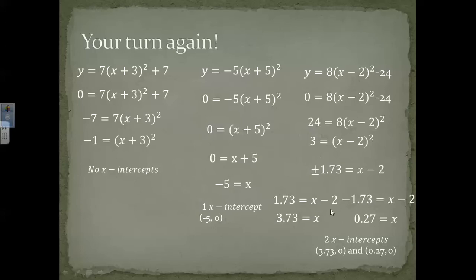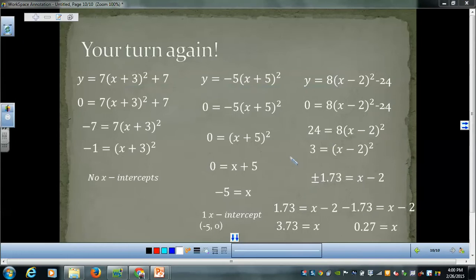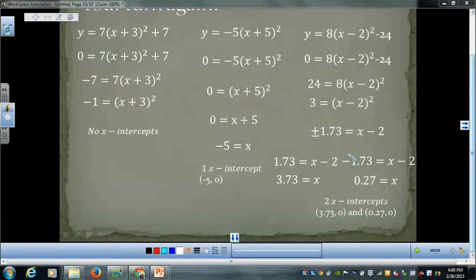I add 2 here. Just in case that's a little confusing, those are a little tight on my slide, but these are 2 separate problems. So add 2 here, 3.73, add 2 here, 0.27. So there are our two x-intercepts. The big idea is this: if this number is positive right before you take the square root, you have to set up your two branches to represent the positive root and the negative root, and then solve from there.